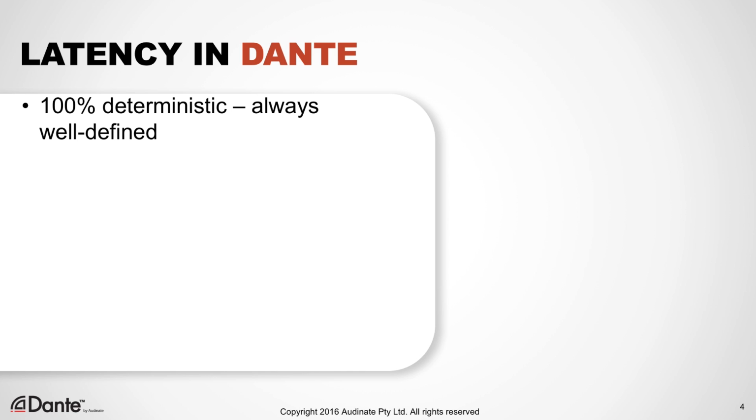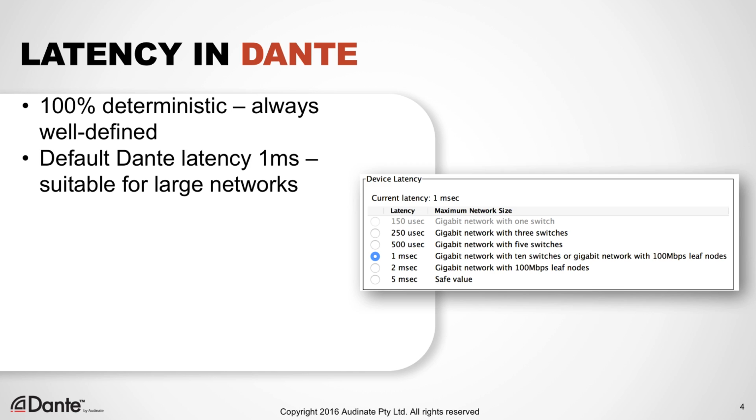In Dante, latency is strictly defined and consistent. Default device latency is 1 millisecond, far below the threshold of noticeability for live performances or studio overdubs. At this setting, receiving devices can be used on very large networks employing up to 10 switches. This setting is made on a per-device basis and is extremely conservative to ensure trouble-free operation.